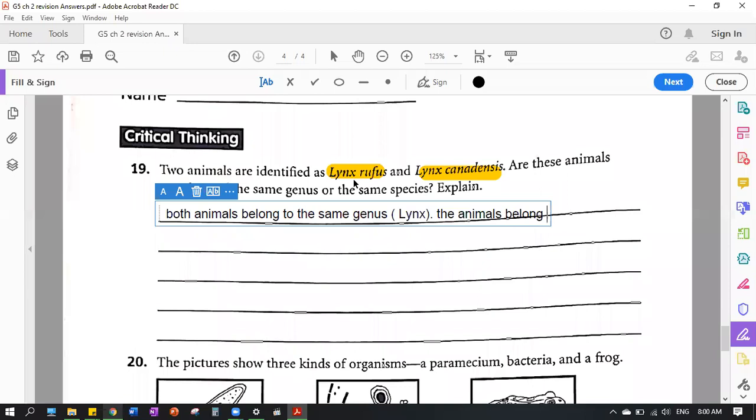So the animals belong to different species from their names. You don't have to look at them, you just know from their scientific names that both of them are different. Okay. Because you guys now know that the scientific name is made up of two parts, the genus and the species. And genus is the first name.